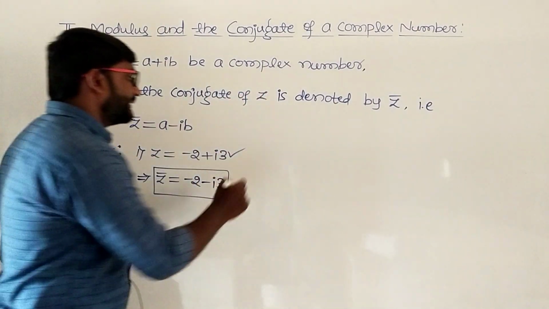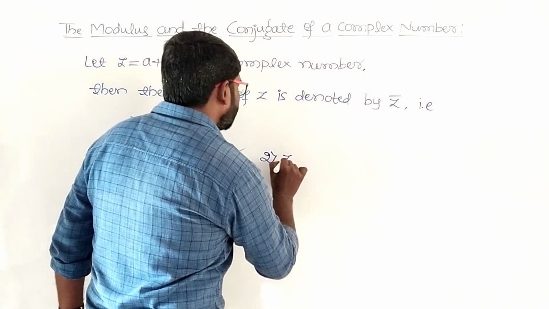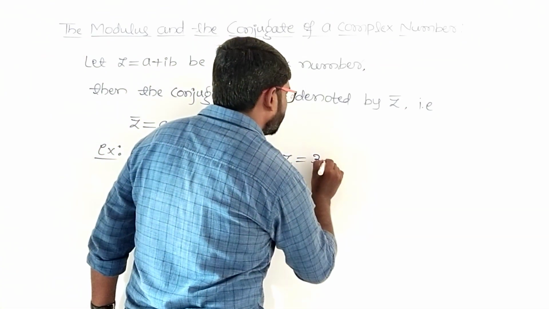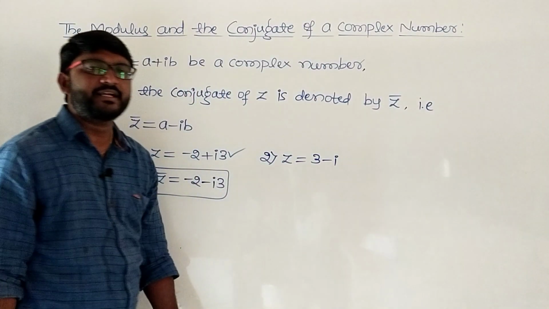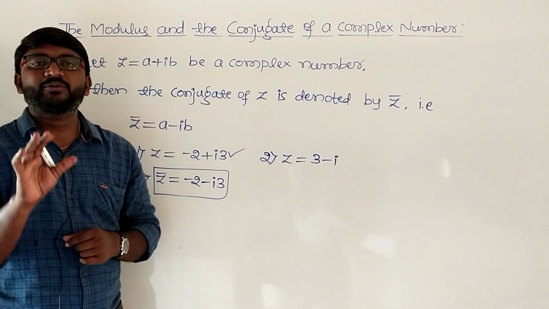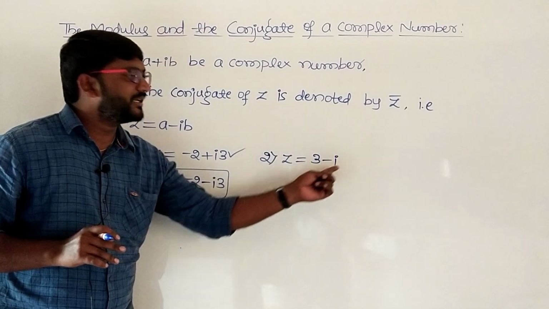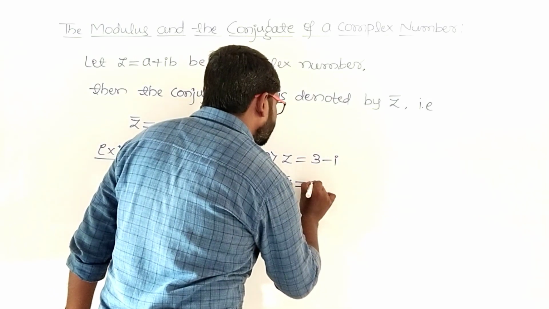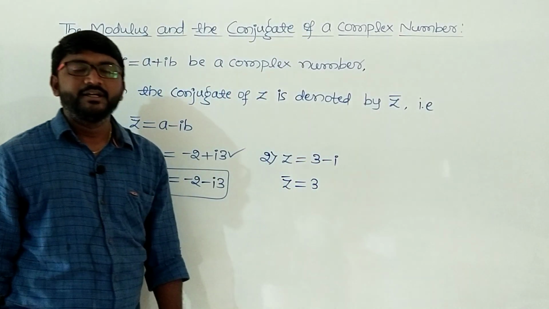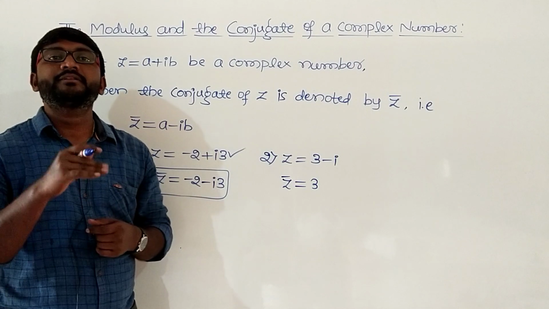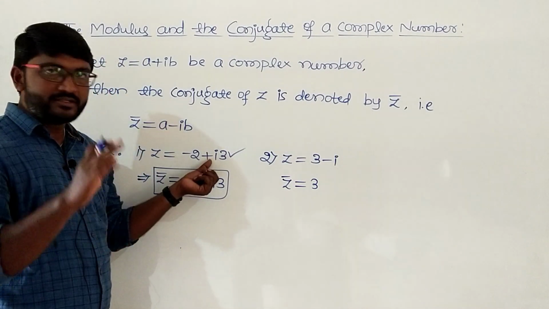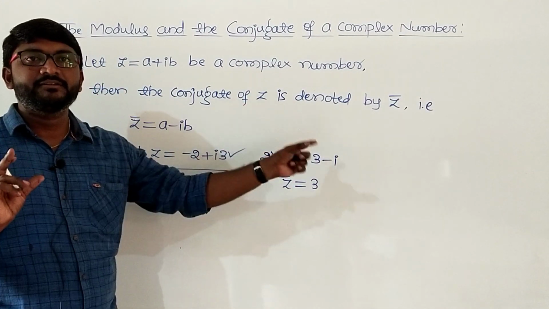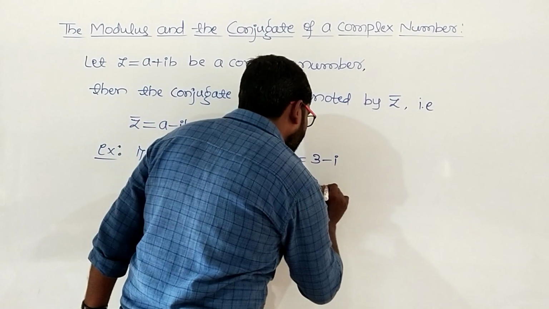So I will take another example now. So z which is equal to 3 minus i. 3 minus i is a complex number. Now we have to write the conjugate for this complex number. So z bar which is equal to, I write the real part as it is. Now we have to change only the imaginary part. So if it is plus, we have to write minus. If it is minus, we have to write plus. That is the only thing that changes here. So it is 3 plus i.